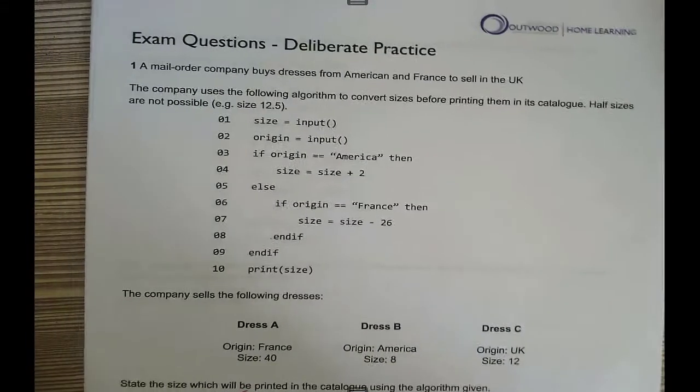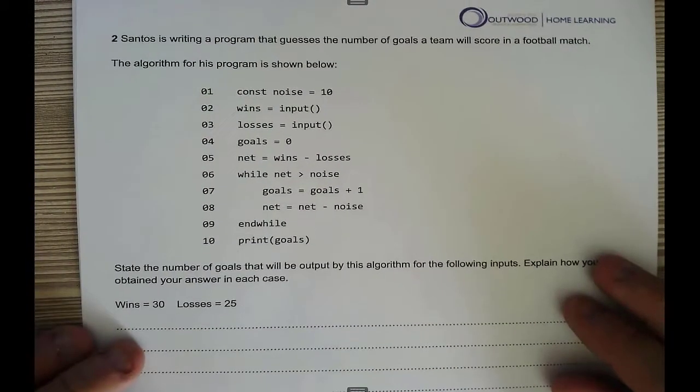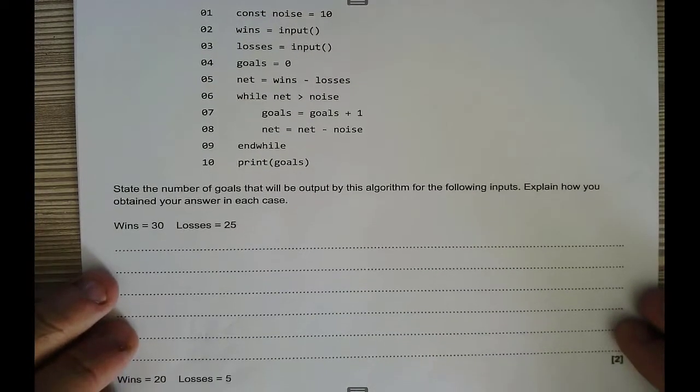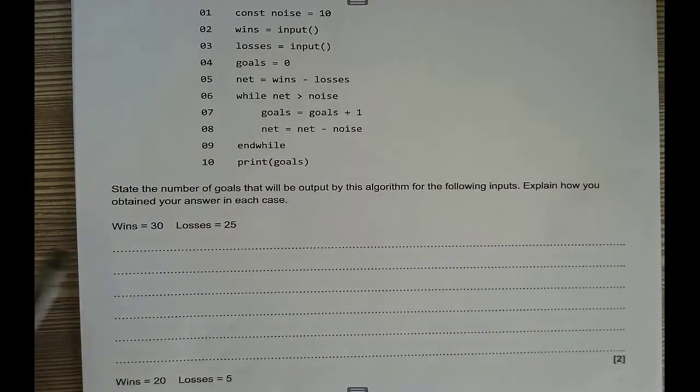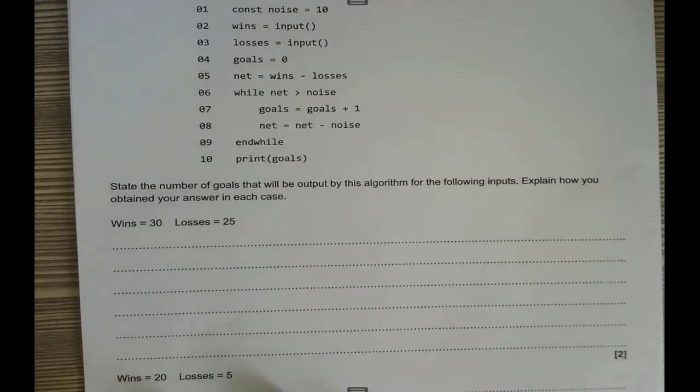So moving on to the final question as part of our deliberate practice. Santos is writing a program that guesses the number of goals a team will score in a football match. The algorithm for his program is shown below. I'm just going to move this up a bit. So we've got an algorithm here, 10 lines. State the number of goals that will be output by this algorithm for the following inputs. Explain how you obtained your answer in each case. Okay, so wins is 30, losses is 25. The first one is 2 marks.